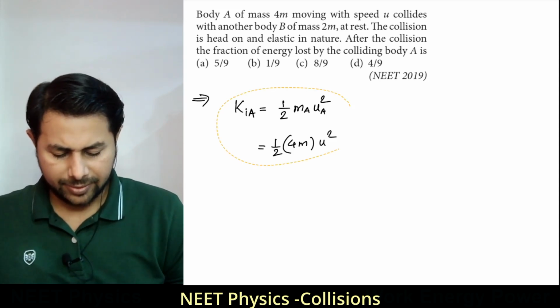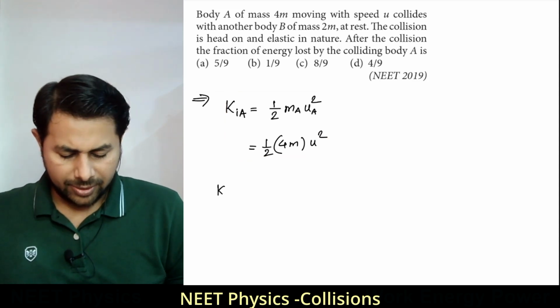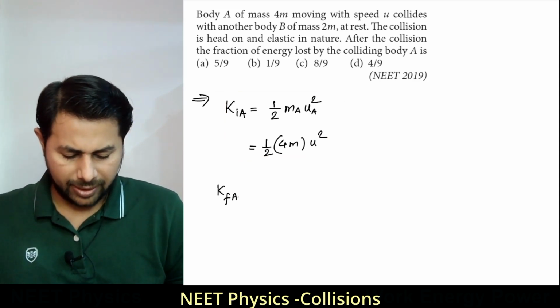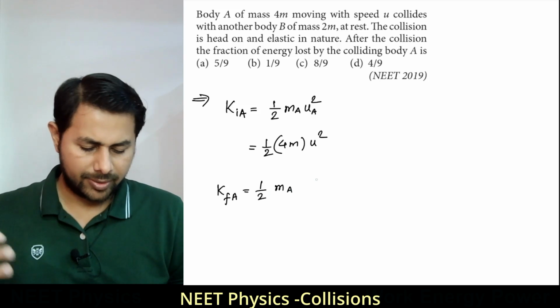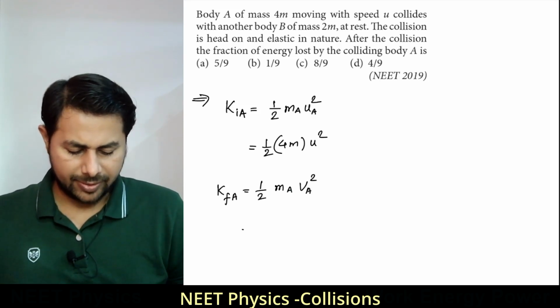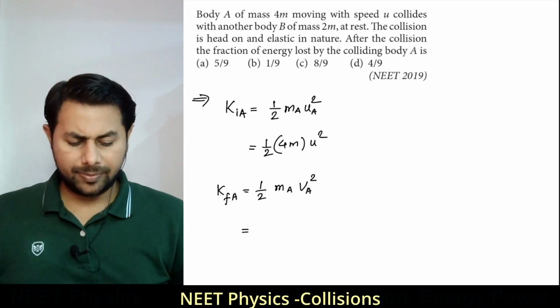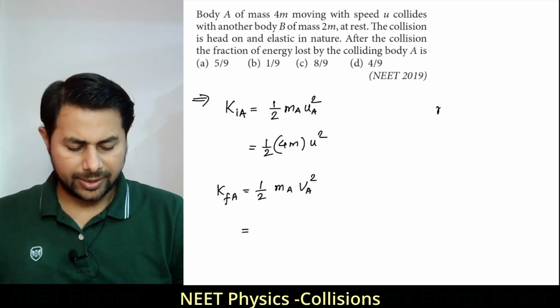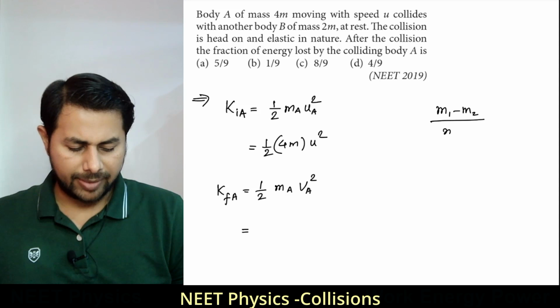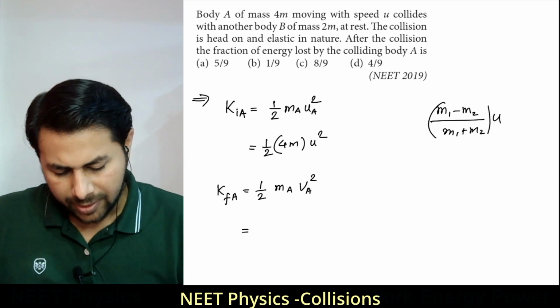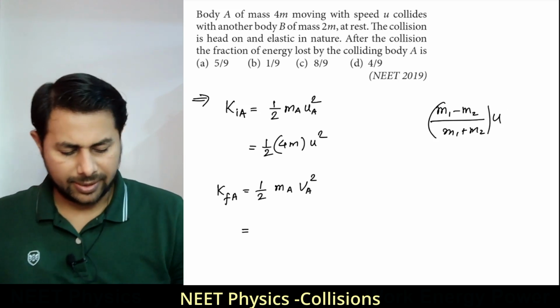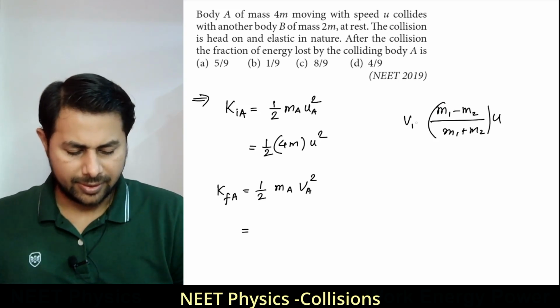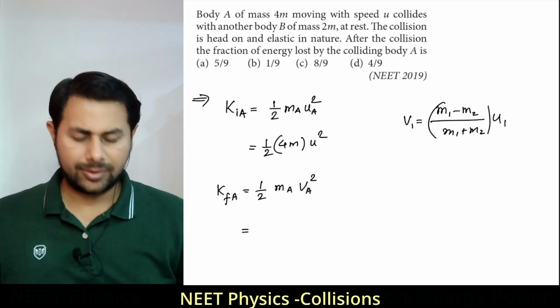What's the final kinetic energy? The final kinetic energy of A, Kf of A, is equal to half of mass of A multiplied by the final speed of A squared. Tell me what's the final speed. Now if we remember the formula, we can directly write it down. It's m1 minus m2 divided by m1 plus m2 multiplied by u. That's the final speed, because the second body is at rest. Okay, is this clear? Yes, no?